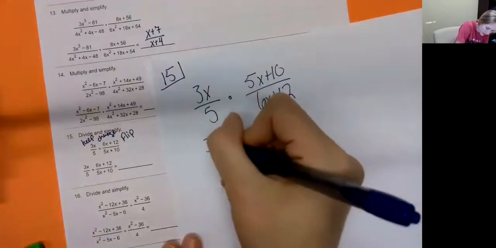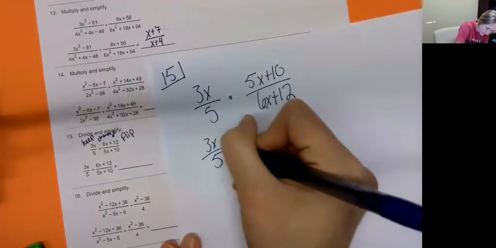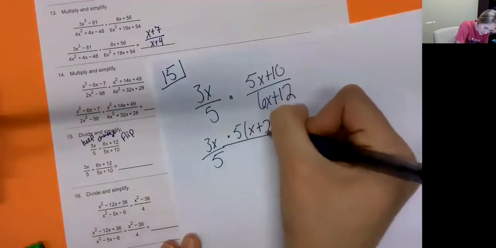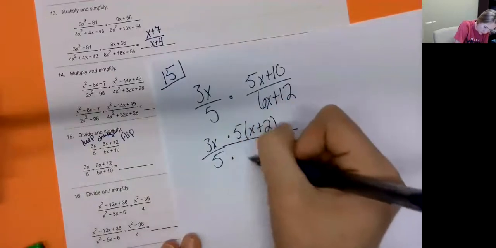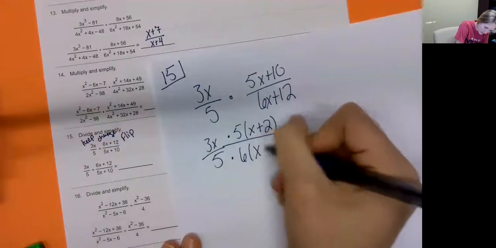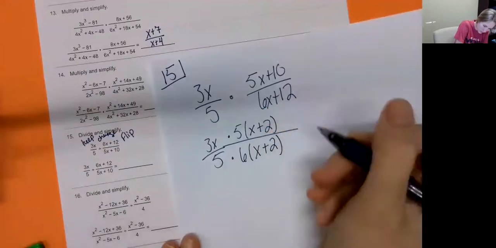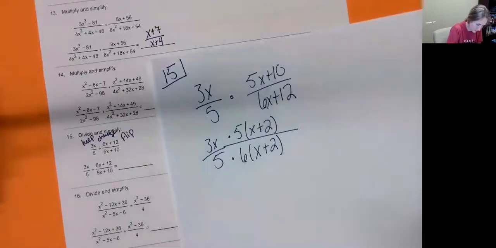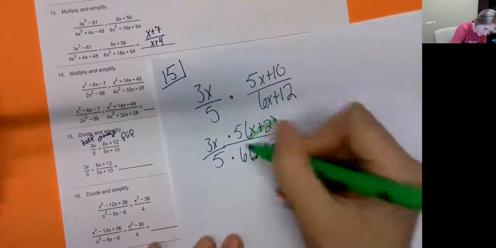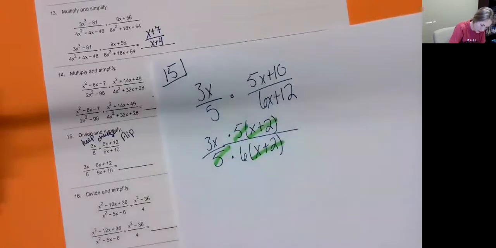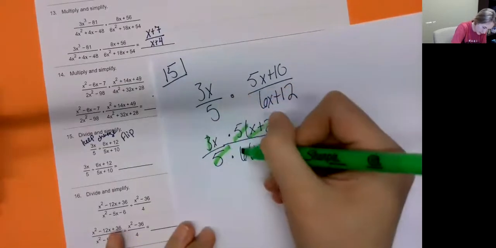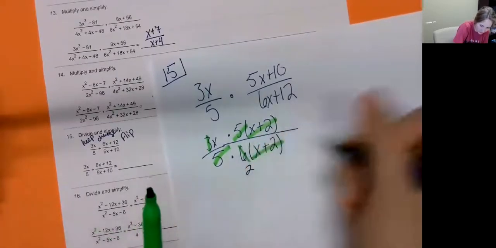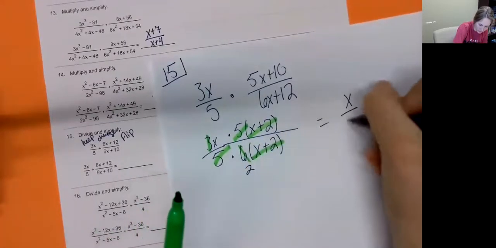So let's go ahead and factor this out. So I'd have 3x divided by 5. And this would be 5 times x plus 2. And this one would be 6, and it would be x plus 2 as well. So these two would cancel. 5 divided by 5 is 1. And then 3 divided by 6, this would be 2. So we'd end up with x over 2.